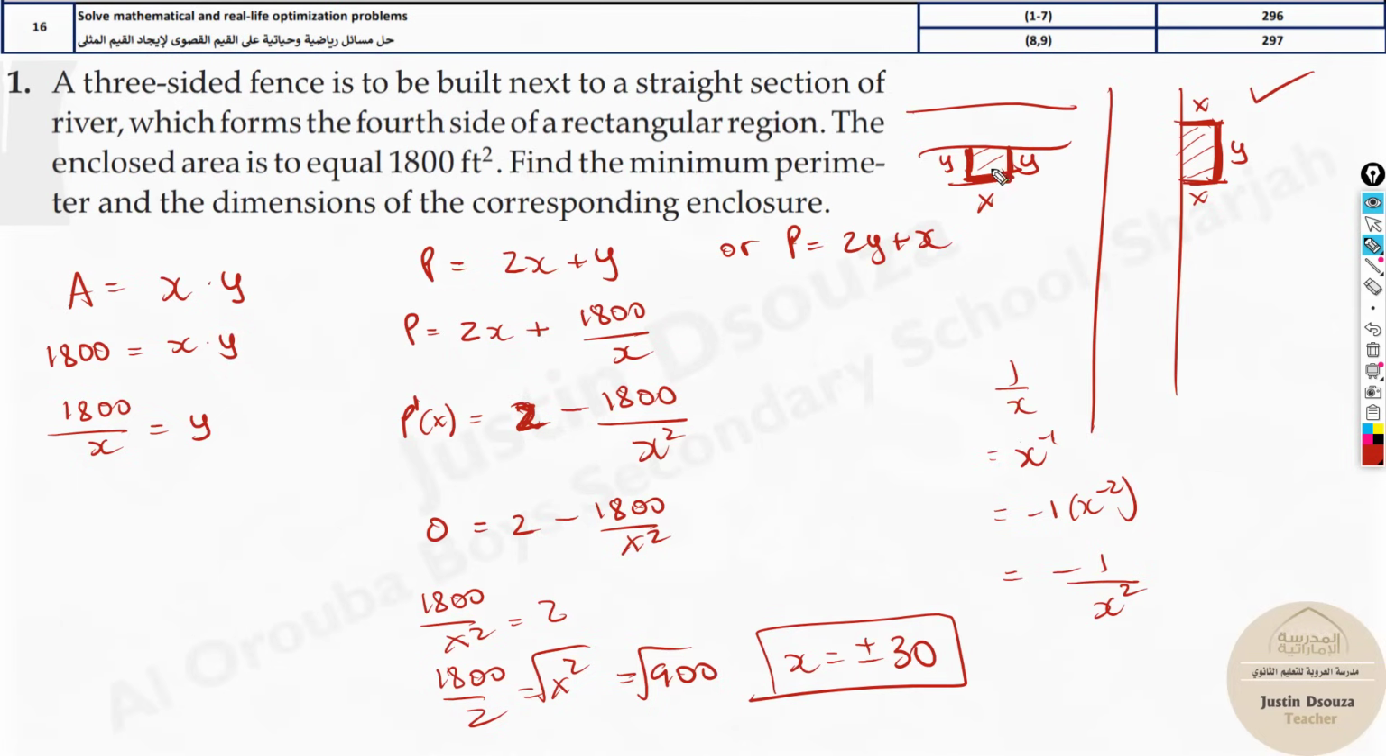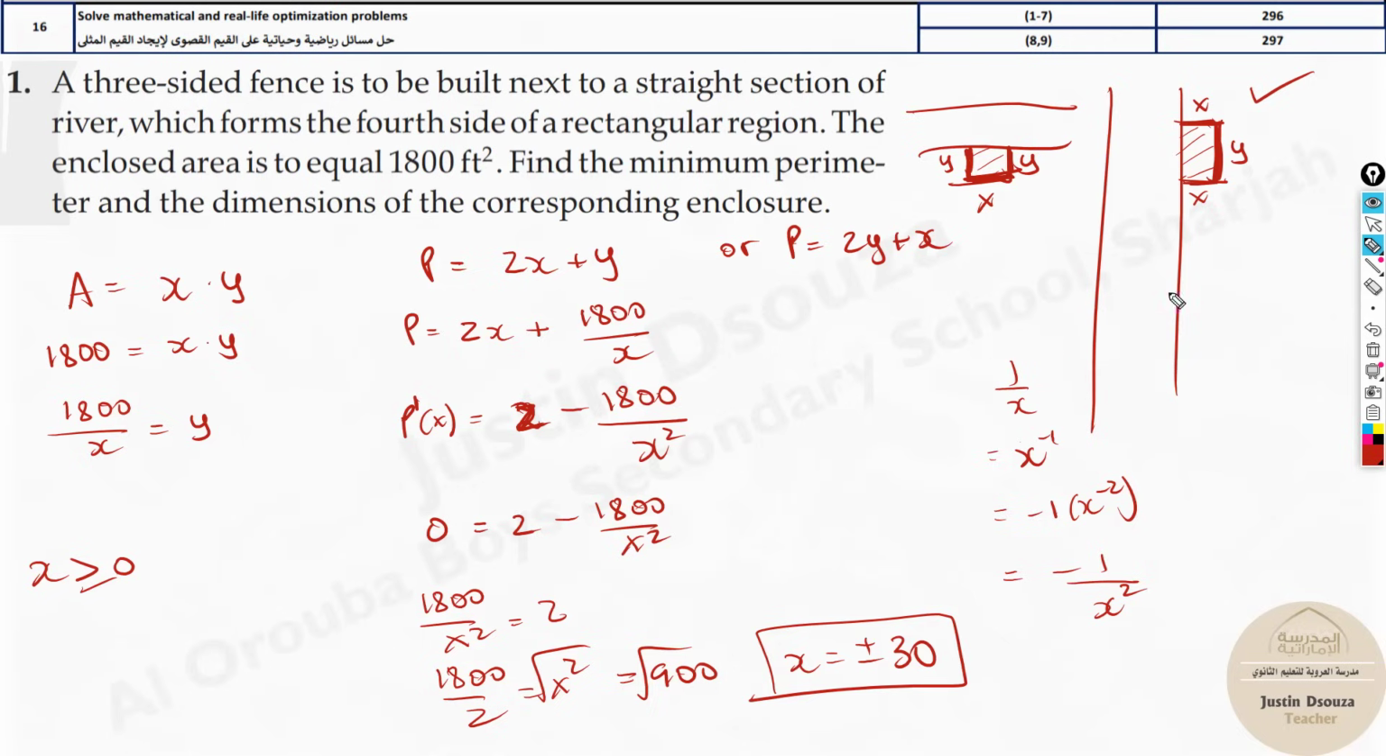X cannot be a negative number. Why? Because we are dealing with real world problems. Here there is an interval, x must be greater than 0. And over here, look, it's divided by x. You cannot have x equals 0 as well.